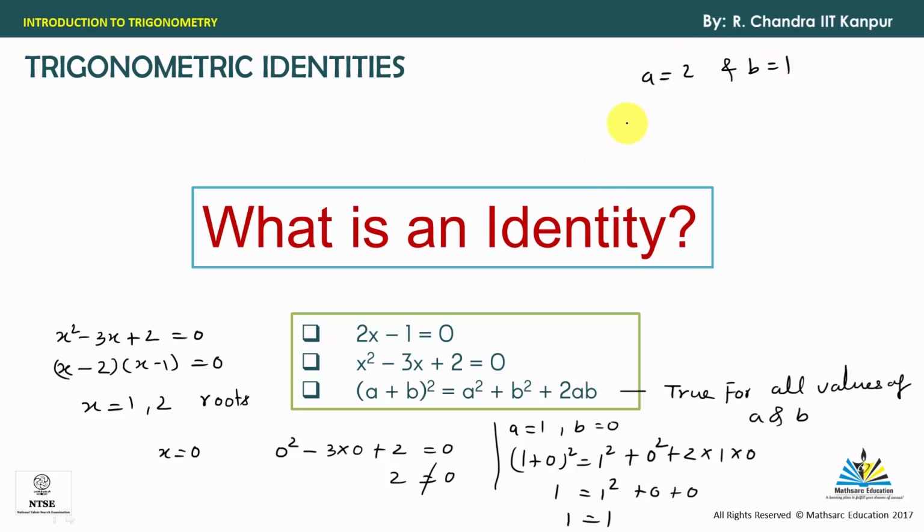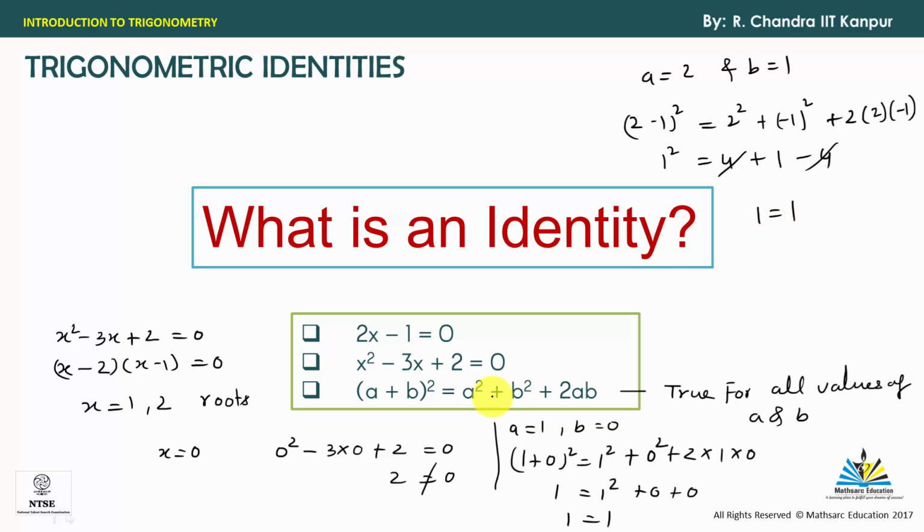So what we have, (2 minus 1) whole square is equal to 2 square plus (minus 1) whole square plus 2ab, where a is 2 and b is minus 1. So this is 1 square is equal to 2 square, which is 4, plus minus 1 square, which is 1, and this is minus 4. So you can see the 4 will get cancelled. So 1 is equal to 1.